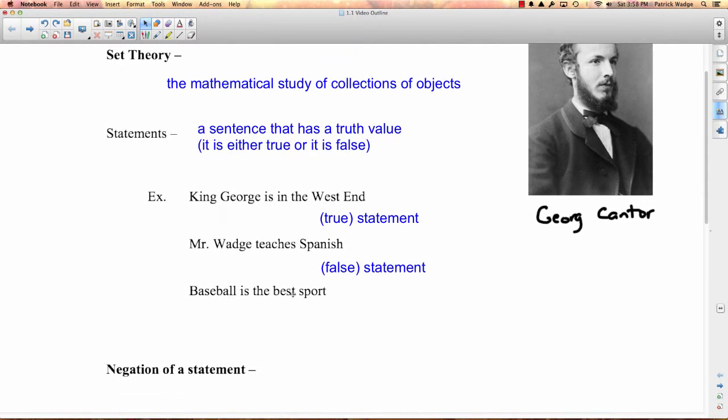How about this? Baseball is the best sport. Now I know you're all like me and you're all saying it's true, it's a true statement. No, this is just an opinion. And an opinion is not a statement. An opinion is an opinion. So baseball is the best sport is not a statement. This is an opinion.